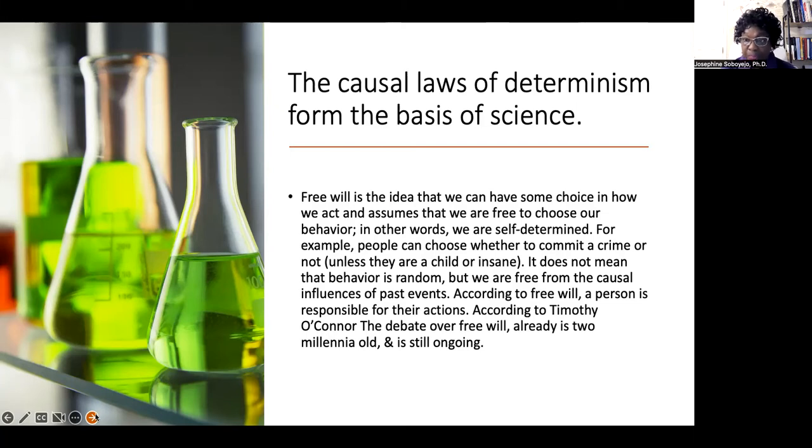Free will is the idea that we can have some choice in how we act and assumes that we are free to choose our behavior. In other words, we are self-determined. You know what I'm saying? We are self-determined.